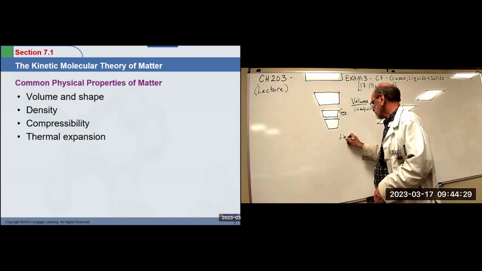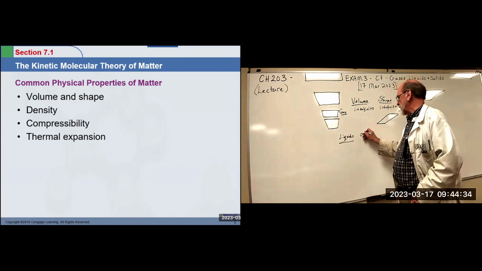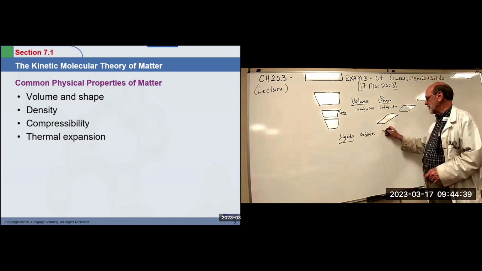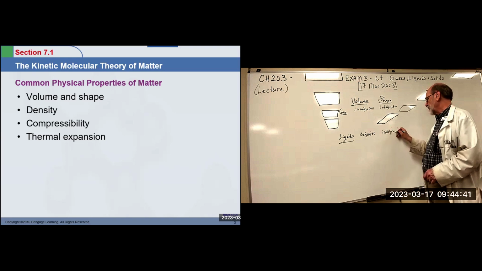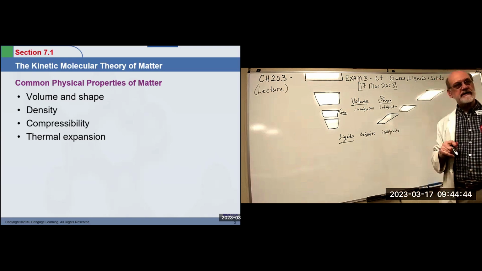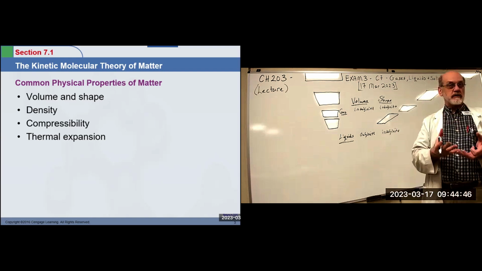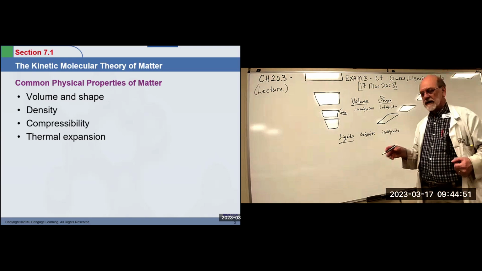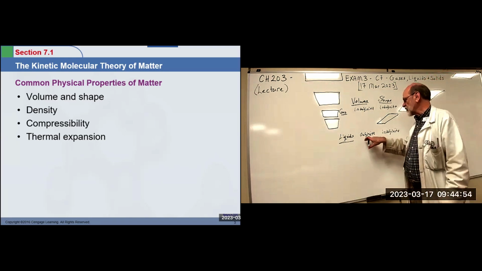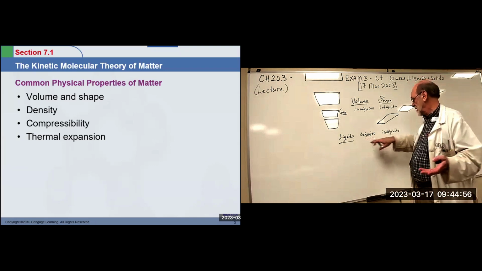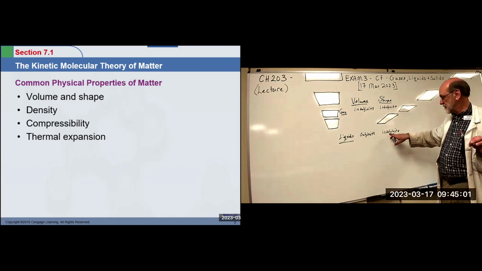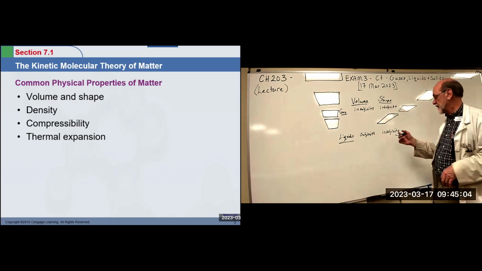Liquids have a definite volume, but they have an indefinite shape. So you do need a container for the liquid, but it doesn't have to be completely enclosed. It can be something like a beaker or a flask. But the volume will always be the same at a given temperature, but the liquid will conform itself to the shape of the container.